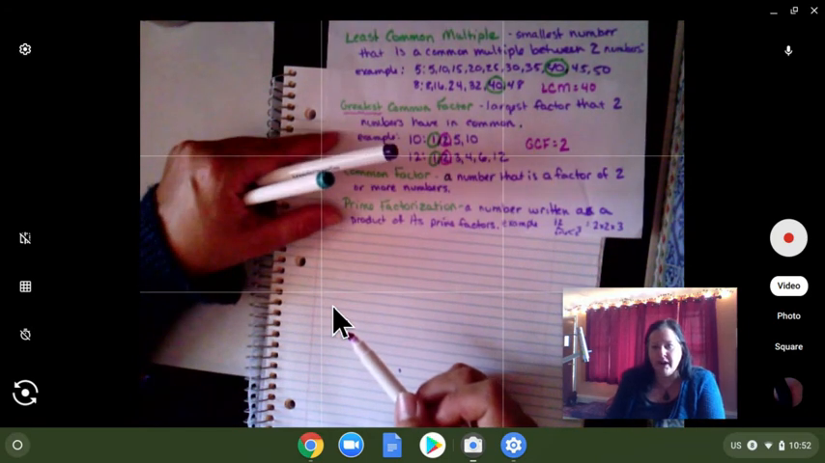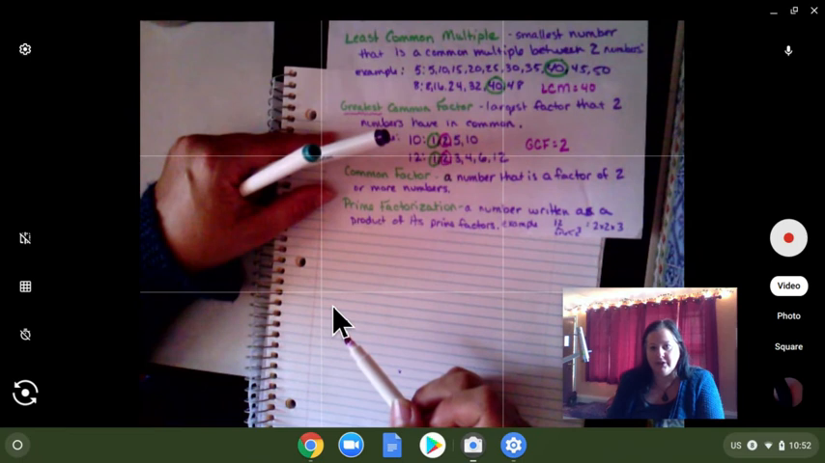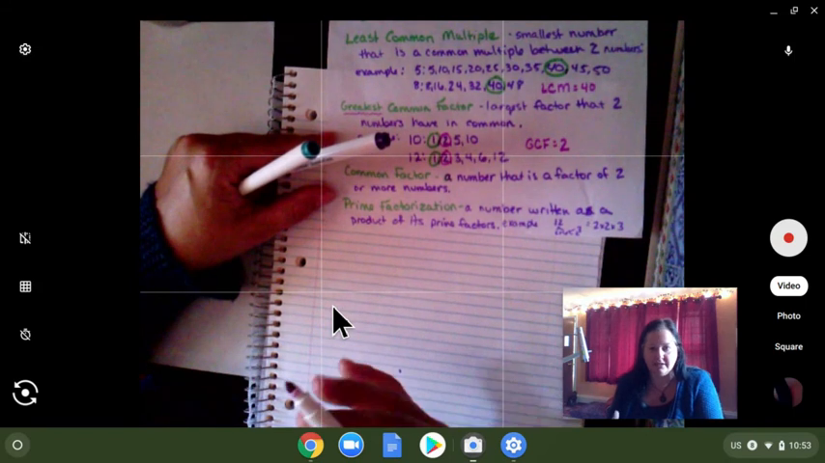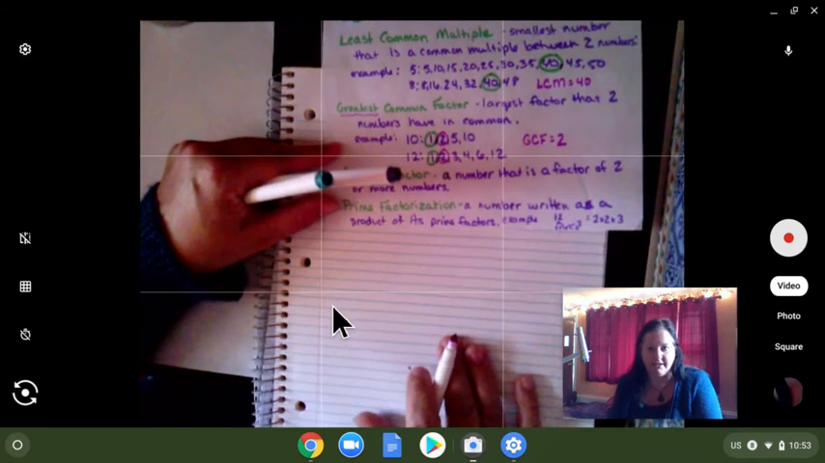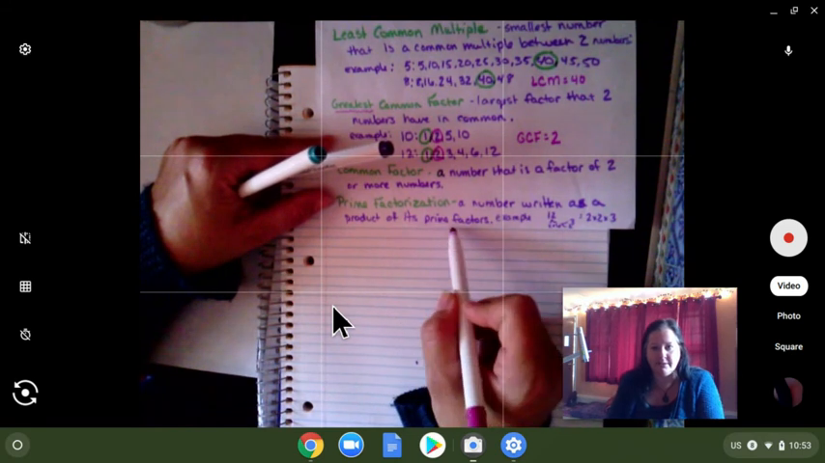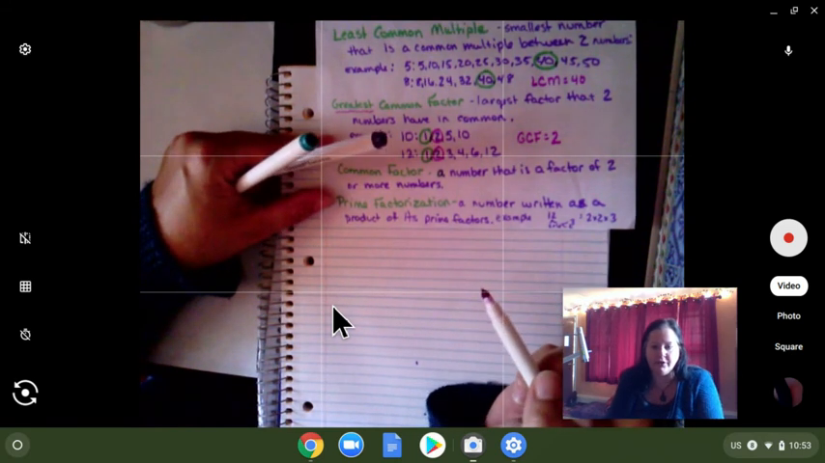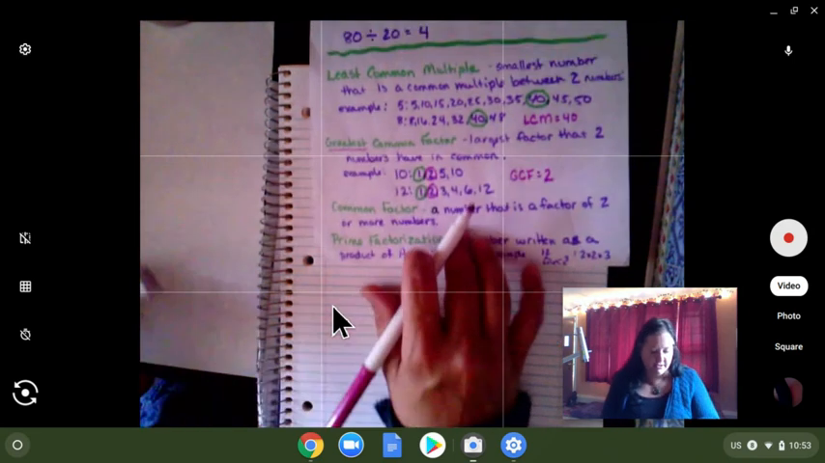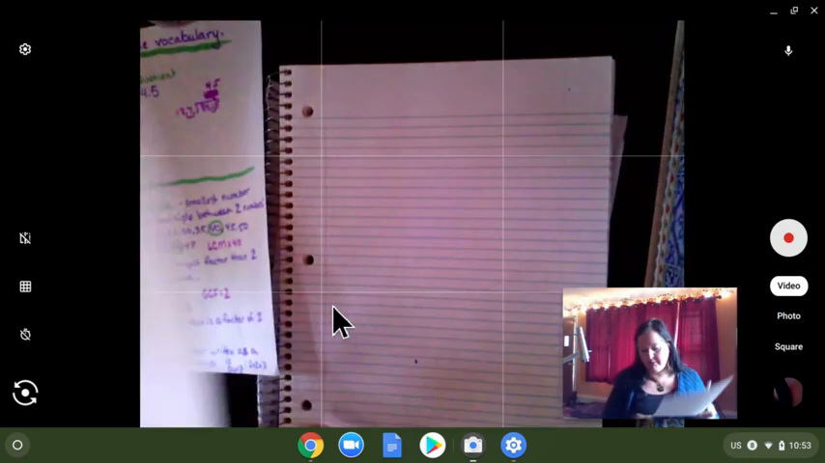And then prime factorization, you're going to be learning, I think it's in chapter 1, lesson 2. And so it is going to be in a few days, but I want you to know in advance, just a little heads up, what prime factorization is. Prime factorization is a number written as a product of its prime factors. So in order to know what a prime factor is, you need to know what a prime number is. So let's talk for a minute about prime numbers.